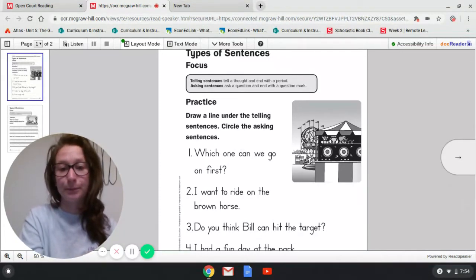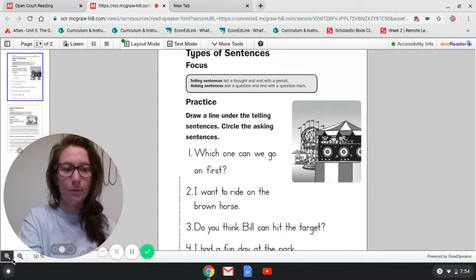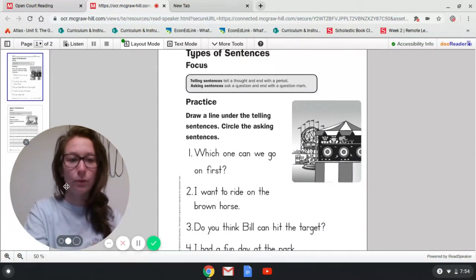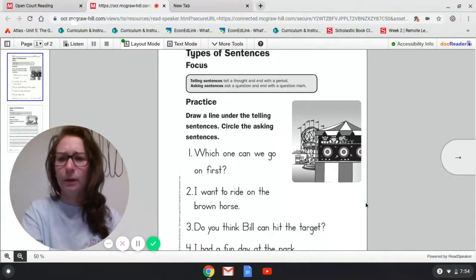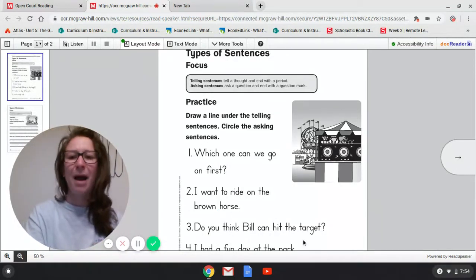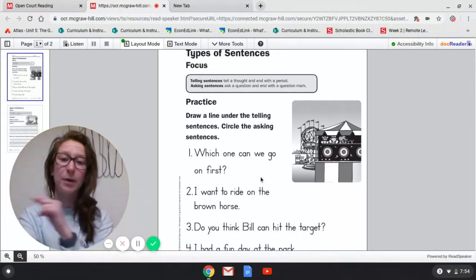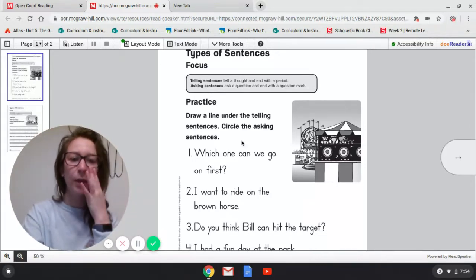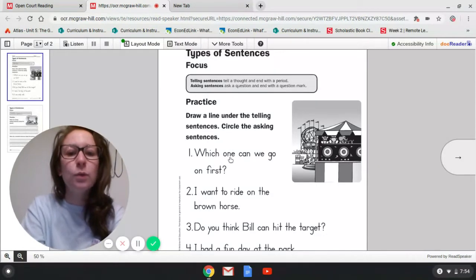All right. Let me see if I can move this down a little bit or maybe zoom it out. No, I guess not. That's weird. Usually it scrolls down. Okay. I might have to show you on my skills practice book because it doesn't seem to be scrolling down right now.